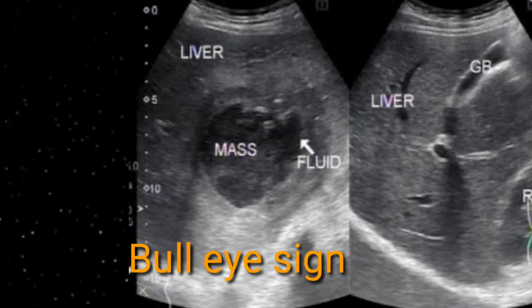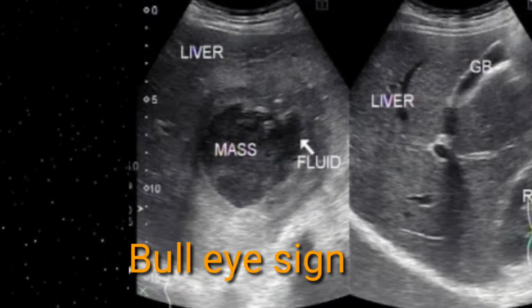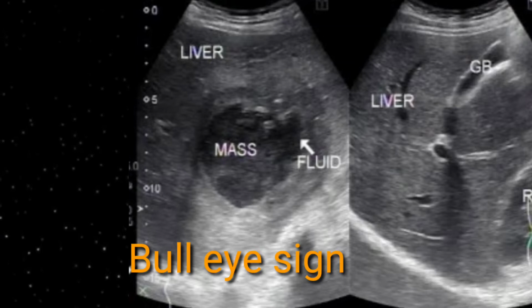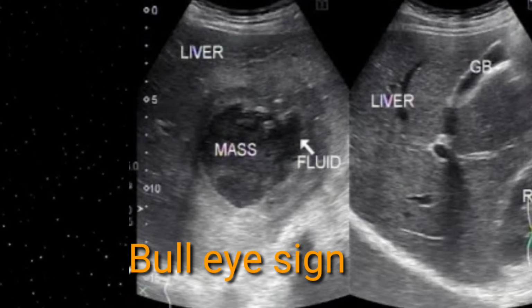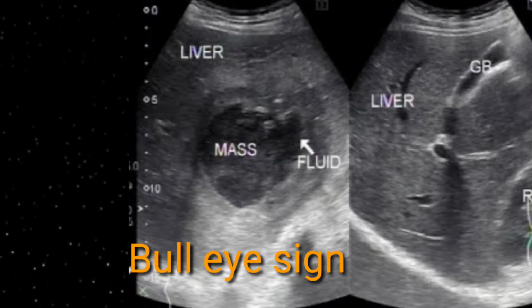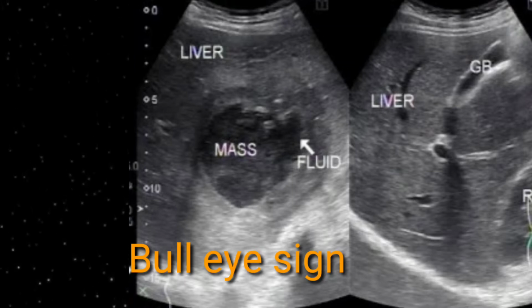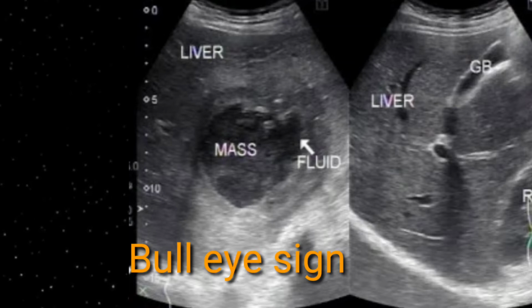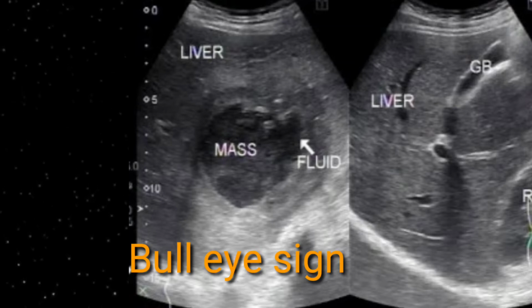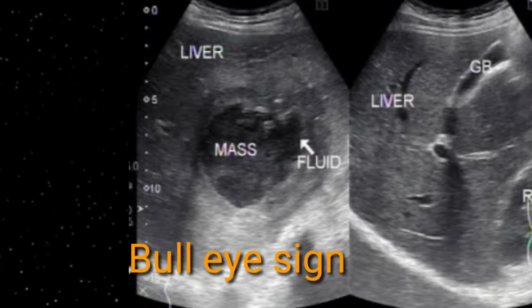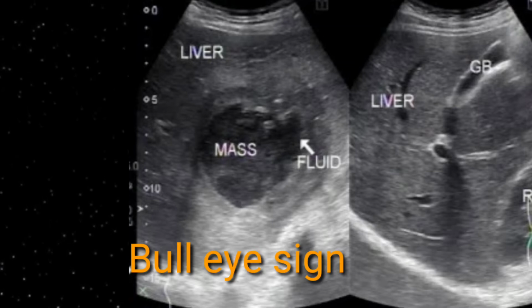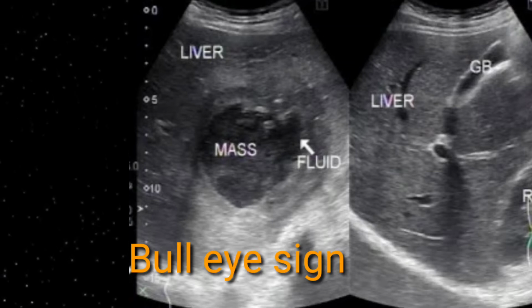Candidiasis or fungal infection of the liver appears as a hypoechoic mass. On this image you can appreciate a well-defined hypoechoic mass with a surrounding hyperechoic halo, and this is radiologically called the bull's-eye sign. So a well-defined hypoechoic mass with a surrounding echogenic rim is characteristic of candidiasis or fungal infection.